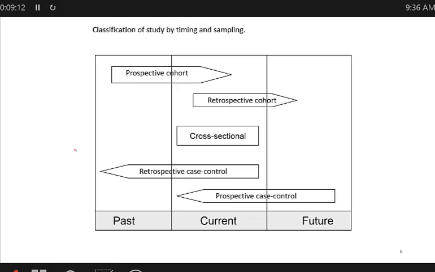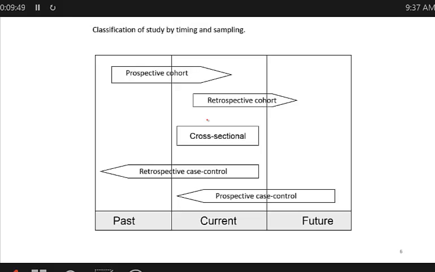Okay. So let's start with one by one. And this, we will come back to this slide, but cohort study can be classified into two, prospective or retrospective cohort. Okay? And case control study can be prospective or retrospective. Okay. And then we have a cross-sectional study. So okay. So I know it's still confusing, and then let me explain it one by one.